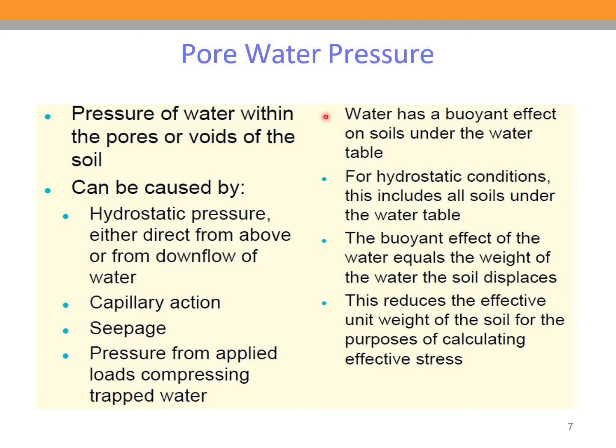Water has a buoyant effect on soils under the water table. For hydrostatic conditions, this includes all soils under the water table. The buoyant effect of the water equals the weight of the water the soil displaces. So simply we are considering the Archimedes principle over here. This reduces the effective unit weight of soil for the purposes of calculating effective stress.